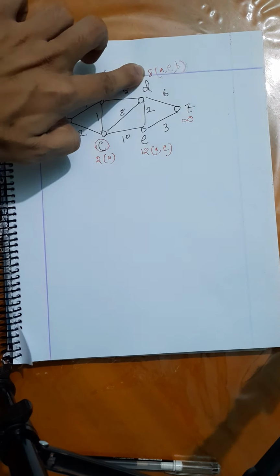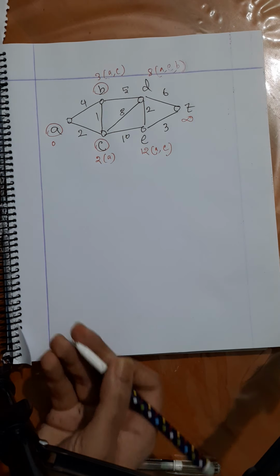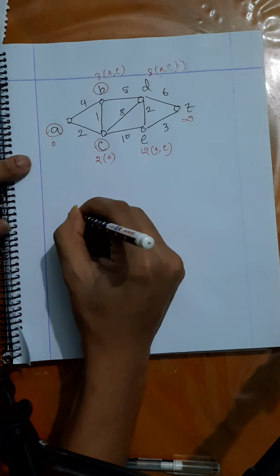Now let's select the next smallest node with a distance value. What's that going to be? That is going to be D here, because it has a distance value of 8. The other nodes have higher distance values than D. So let's draw the graph again.